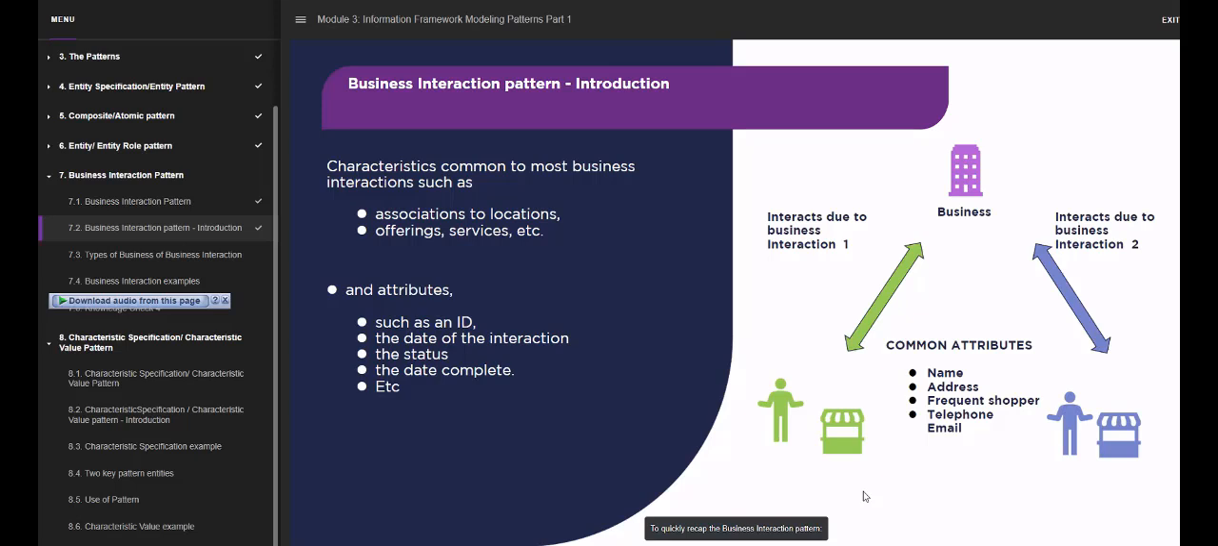To quickly recap the business interaction pattern, as an enterprise carries out its mission, it interacts with individuals and organisations in a number of ways. This generalisation pattern models the characteristics, entities, attributes and associations, common to most interactions. As such, it allows new interactions, such as customer orders, late payment notices and so forth, to be easily added to the information framework.